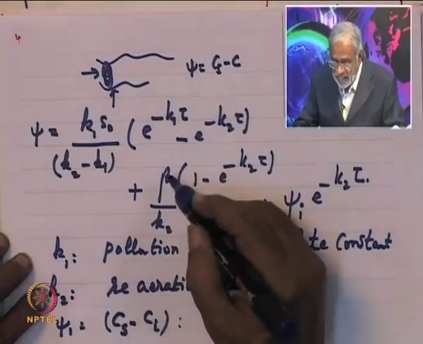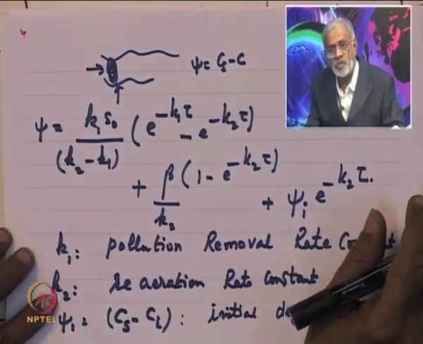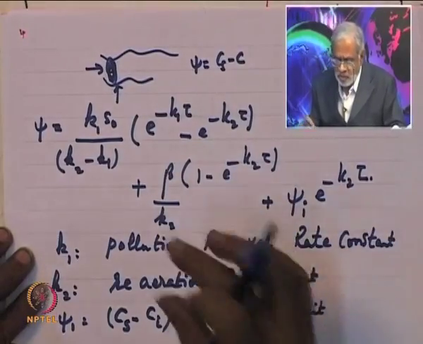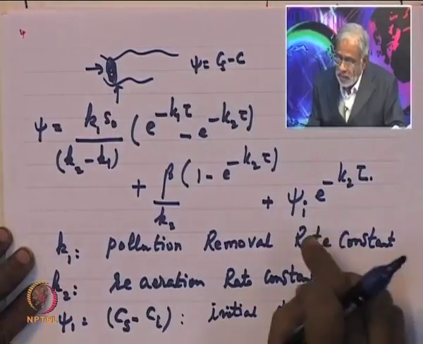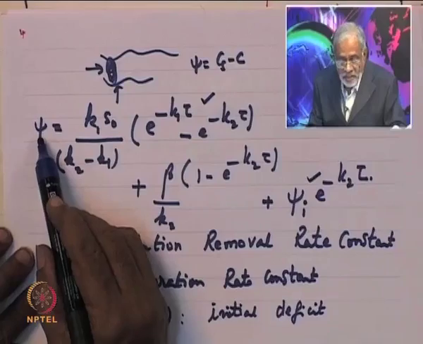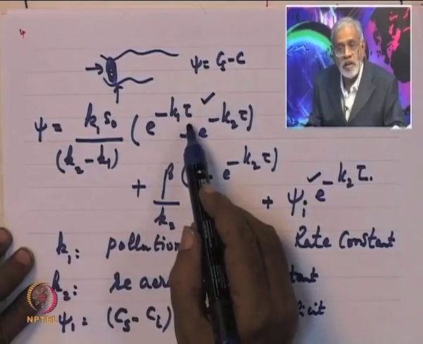Beta, we generally take beta as 0, because basically this oxygen is not available for our purpose, so we take beta as 0. So, the only thing is that we have to take this term and this term. So, we can solve for, given psi equal to 5.4, we can find what is tau.